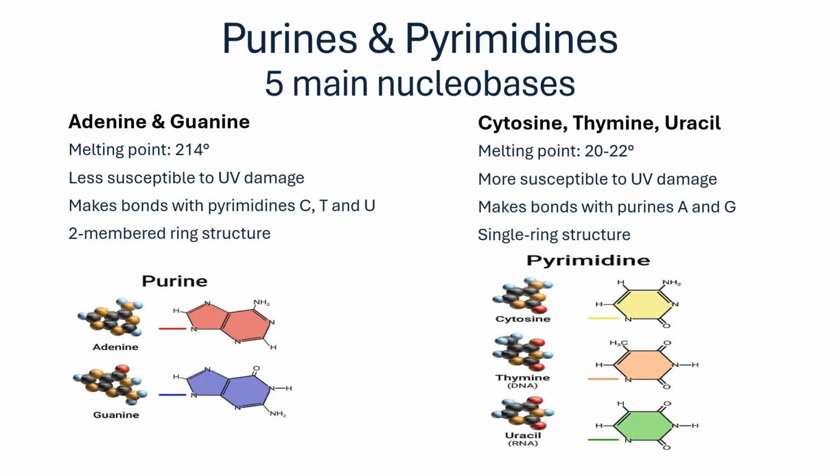There are 5 main nucleobases within our DNA and RNA structures. The purines, adenine and guanine, have much stronger intermolecular bonds than pyrimidines due to their two-ring-membered structure. They have a melting point of 214 degrees, making them less susceptible to UV damage. And then we have the pyrimidines, which bond to the purines with hydrogen bonds. So those will be cytosine, thymine, and uracil. They have a single ring structure, making them much more susceptible to UV damage, having a melting point of only 20 to 22 degrees Celsius.